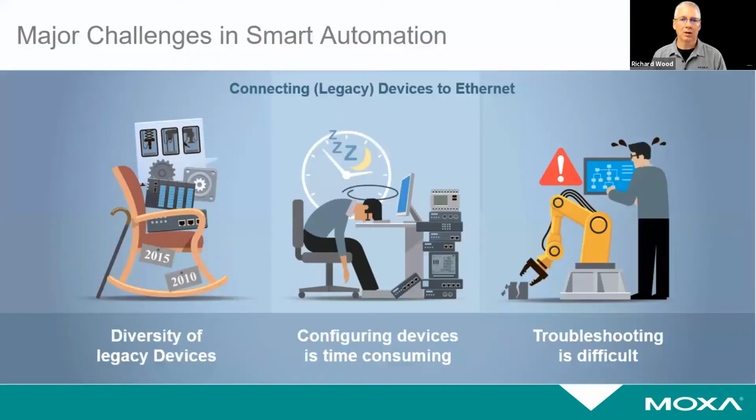And so one of the things that comes out of these discussions is a clear understanding of what their challenges are. And so here are the top 3 challenges that we see pretty much across all industries that are implementing smart initiatives. And the first is just the sheer diversity of the legacy devices that need to be connected, whether that's serial-based like RFID readers or sensors, or whether that's just a variety of different industrial protocols like Modbus or DNP3.